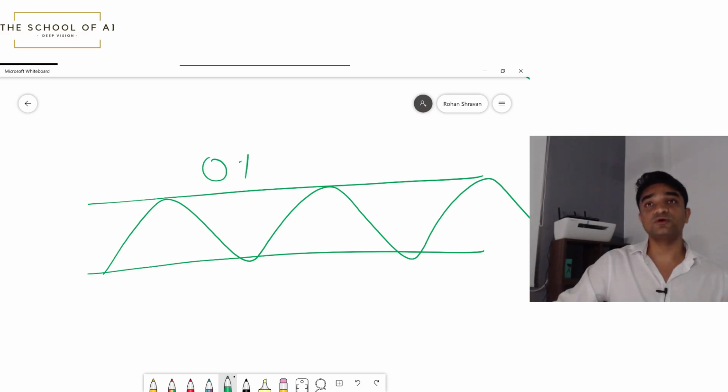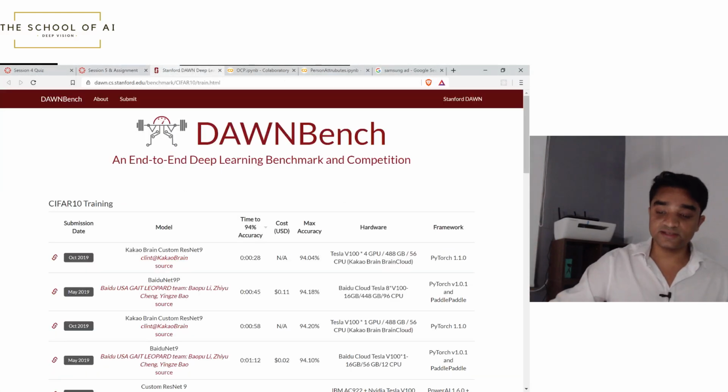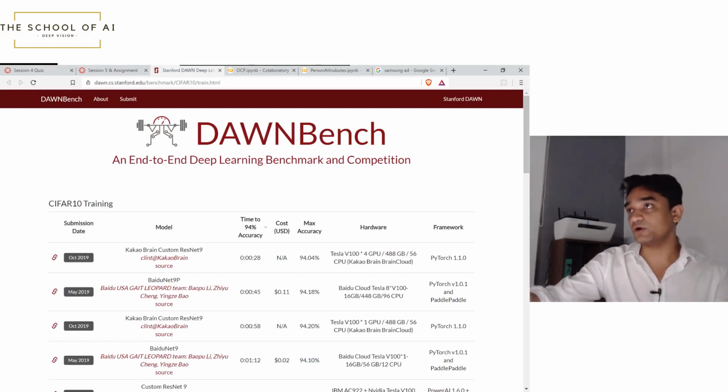This is something you need to know after the course ends. Probably you're going to be using this more, but we want to learn what is one cycle policy, right? And we want to look at one cycle policy because this is a new benchmark which is now the state of the art competition for people. It's called DAWNBench. This is handled by Stanford.